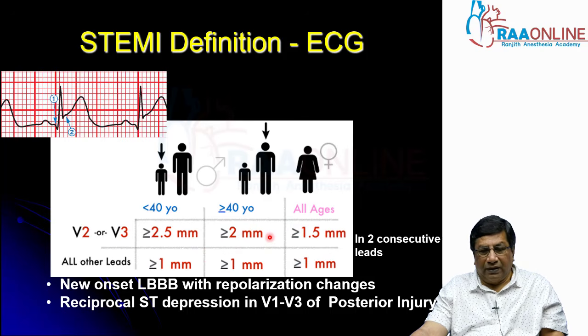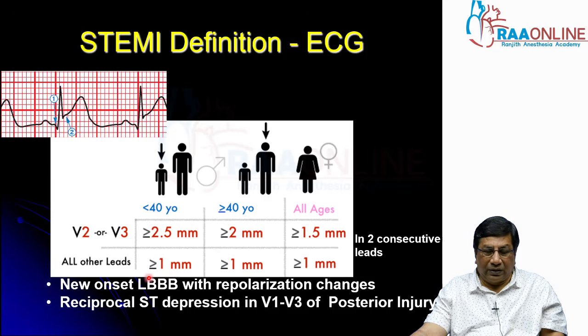This ST elevation should be there in two consecutive leads supplied by the same coronary artery. A single lead ST elevation does not indicate there is a ST elevation MI. So, this ST elevation should be there in two consecutive leads supplied by the same artery. For example, right coronary artery should be L2, L3 or L3 AVF and so on.